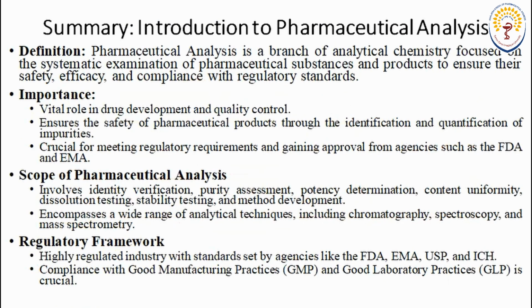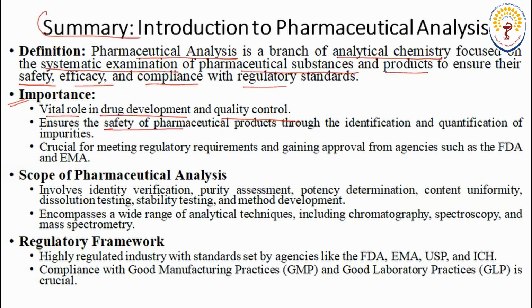So this was all about our chapter number 1, and now coming to the summary of what we have studied. First, we studied the definition. We understood that pharmaceutical analysis is a branch of analytical chemistry in which we perform the systematic examination of pharmaceutical substances and products. And why are we doing that? We are ensuring the safety, efficacy and compliance with the regulatory standards. Pharmaceutical analysis is extremely important because it plays a vital role in drug development and quality control.